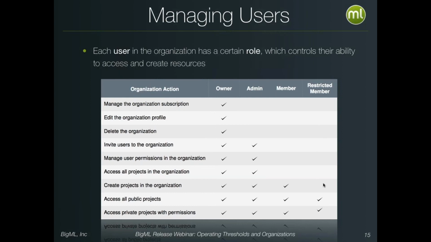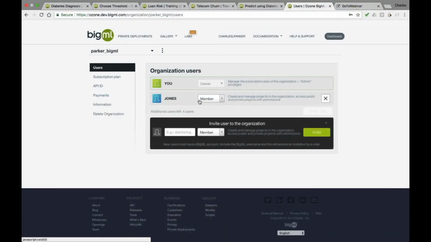Or you can be a restricted member, which allows you to only use the projects that you have permission to use. So again, it's nice to have people who are trusted, able to really work with everything in the organization, or you can just give people some kind of limited access to the organization. And so that's what you see here. When you add an organization member, you add them at some level of permissions. We call these roles in the organization: owner, admin, member, restricted member.